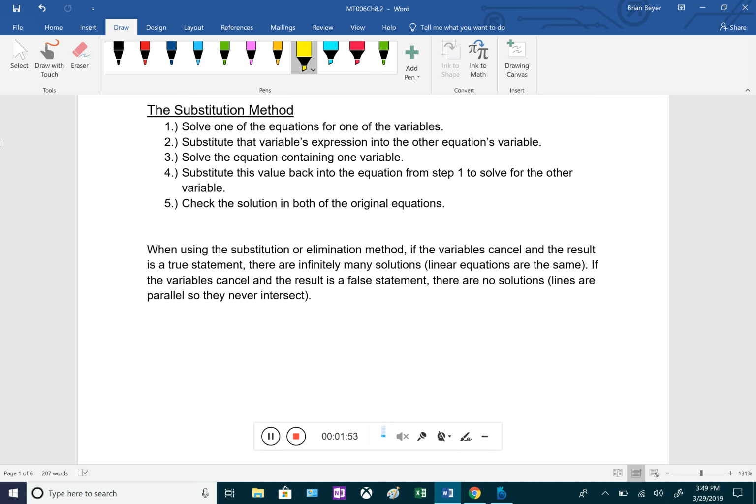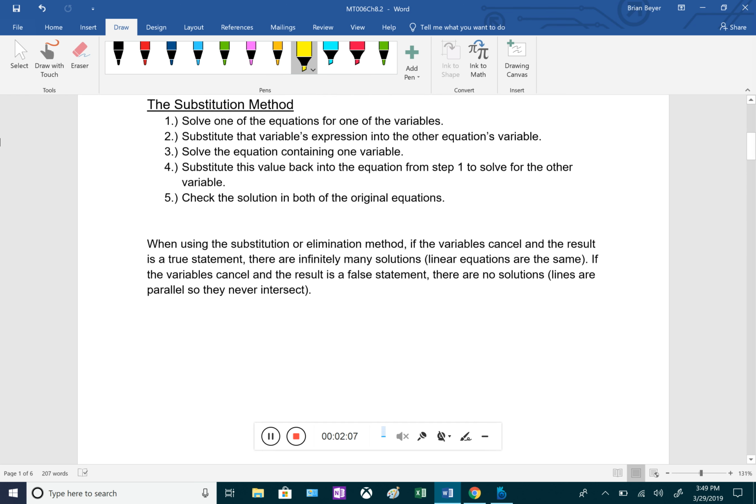And then keep in mind, which I'm not going to really do for these ones for time's sake, that you can always check your answers by plugging them back into the original equations. Something to keep in mind also, which was the case when we had one equation, one variable, is that when we're doing these methods, if the variables cancel and it results in a true statement, there are infinitely many solutions. If the variables cancel and it results in a false statement, that means there are no solutions.